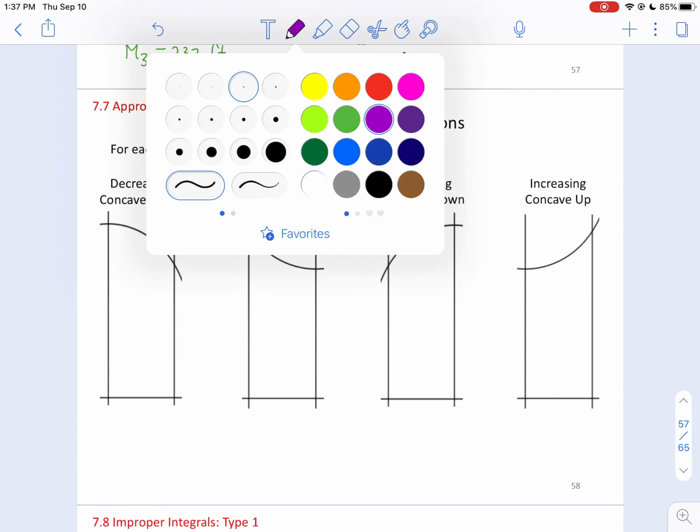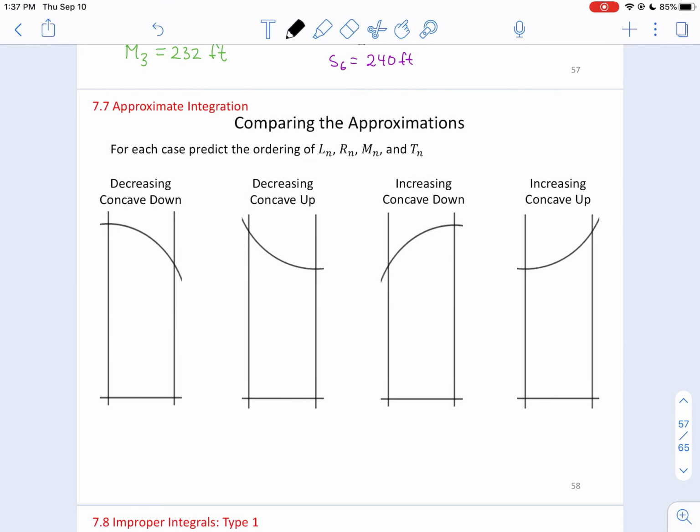Okay, one last slide. Given the curvature of a function, I want to talk about how to predict the ordering of your approximating techniques. So we have L, R, M, and T. Let's not bother throwing S in here. Let's just compare the left, right, midpoint, and trapezoids. And let's let a letter A stand for the exact area. So given these different shapes, we can say, okay, what's larger, using left-hand sums or finding the exact area?